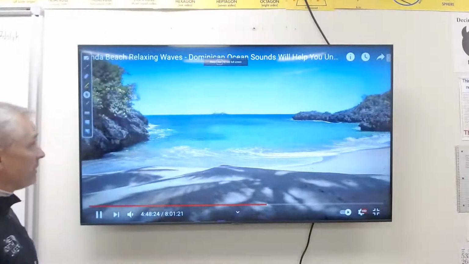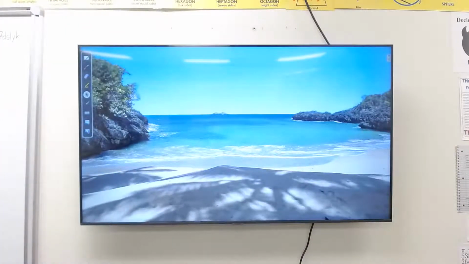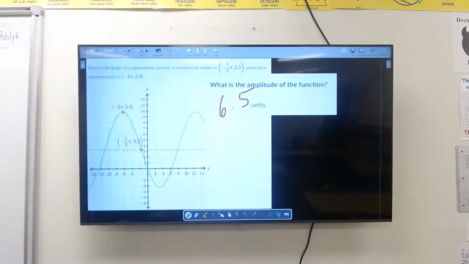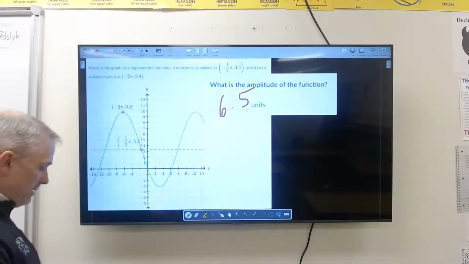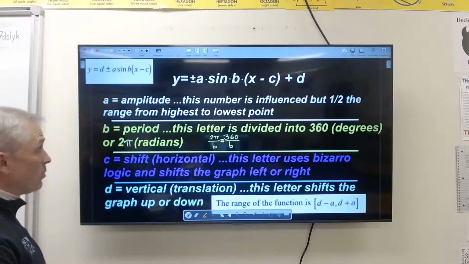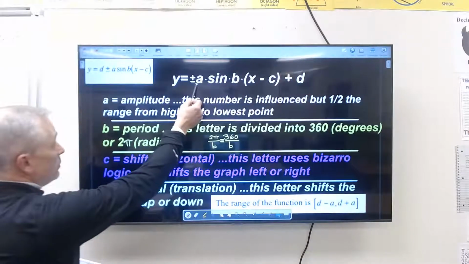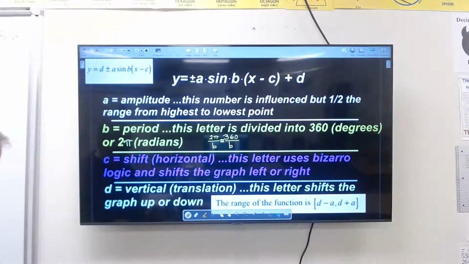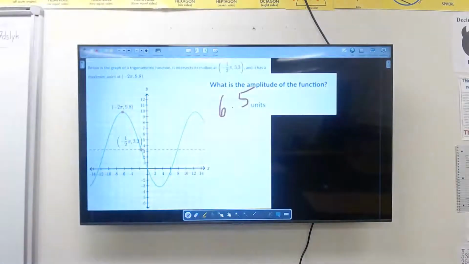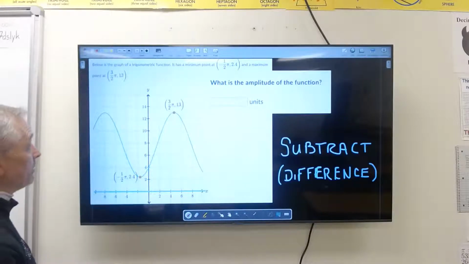Whoops. I went to the wrong one. We got sounds of the ocean. Let's go back to that. There we go. I don't know how I did that. If we go back one, the amplitude we would use right there is 6.5. That would go in front of whatever function we were dealing with, sine, cosine, or tangent.